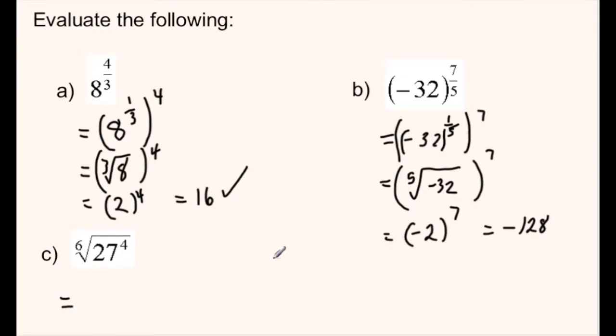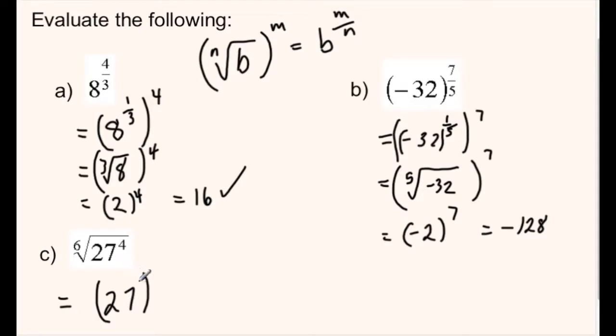So going backwards in my rule, the rule I'm using here is the nth root of b all to the power of, say, m is equal to b to the power of m over n. The n in the little pocket is the root, and it's always the denominator in the fraction. So this is 27 to the power of. Notice the 6 is the root, and the root is always the denominator. So this is the numerator. We've got 4 over 6. Reducing that fraction, we can say this is 27 to the power of 2 over 3.